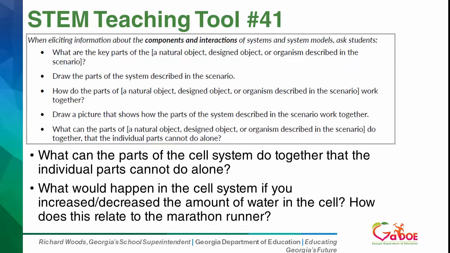So in this case, if we're talking about systems and system models, we could be asking questions like, what can the parts of a cell system do together that individual parts cannot do alone? And again, in these example slides, you can see the importance of using the language that the students see in the lesson on the assessment too. They saw the science practice in the phenomenon task. They saw the cross-cutting concept in the phenomenon task. So these pieces should be a part of the assessment too.